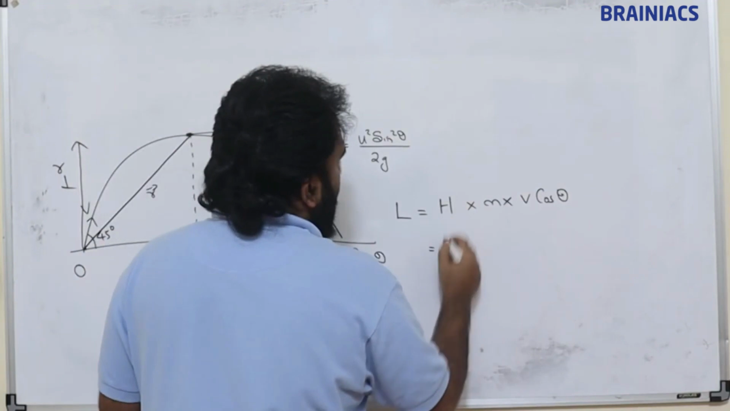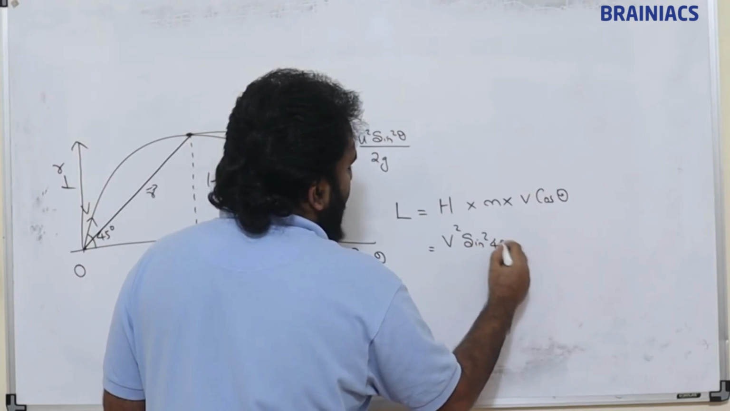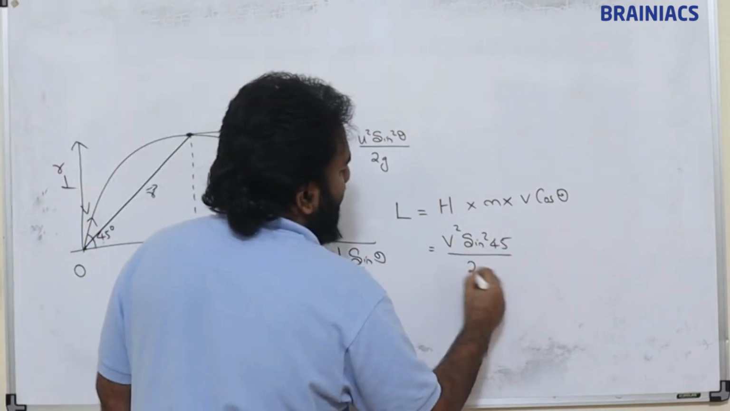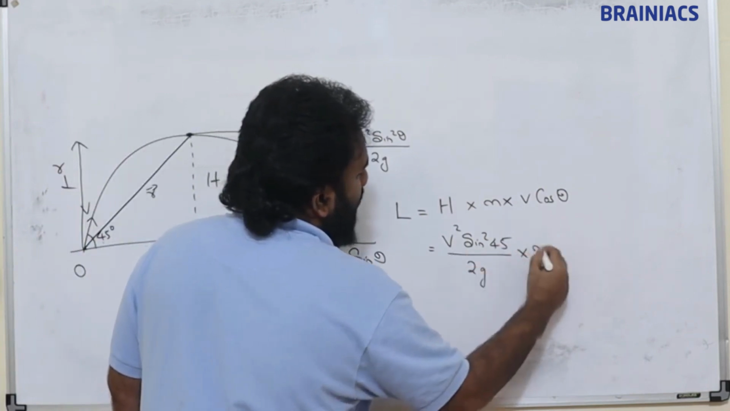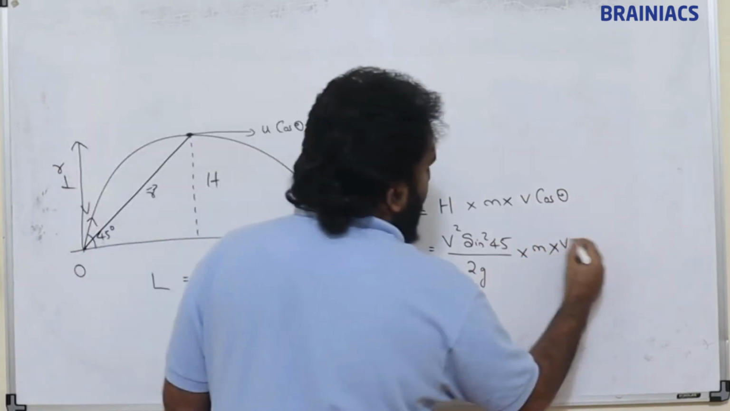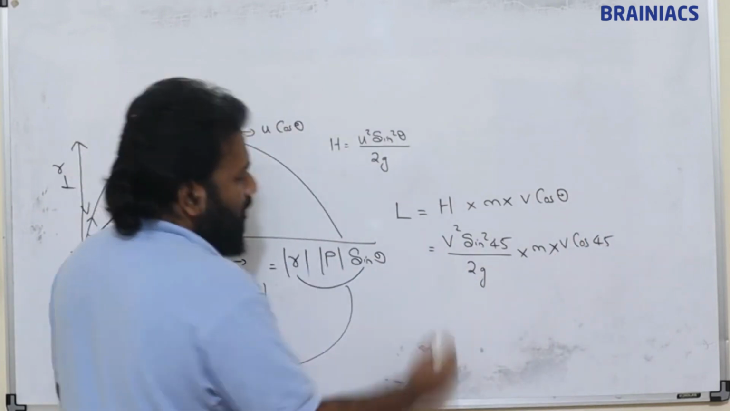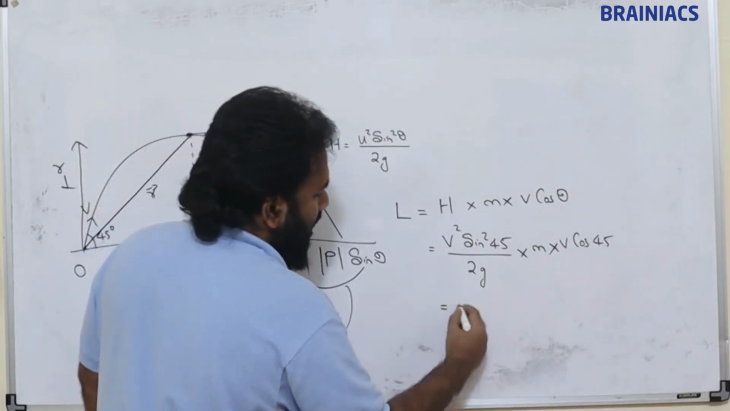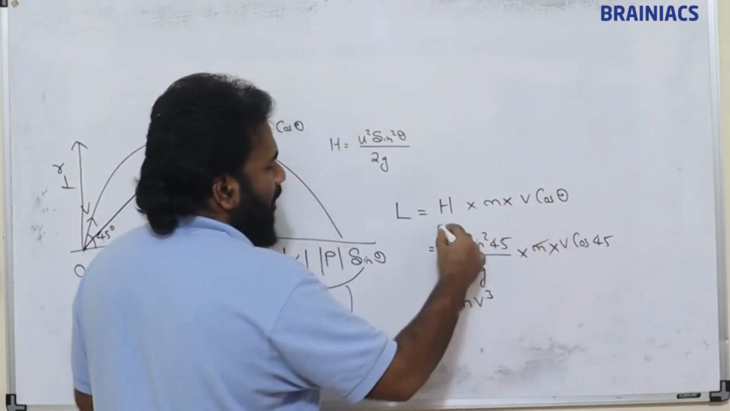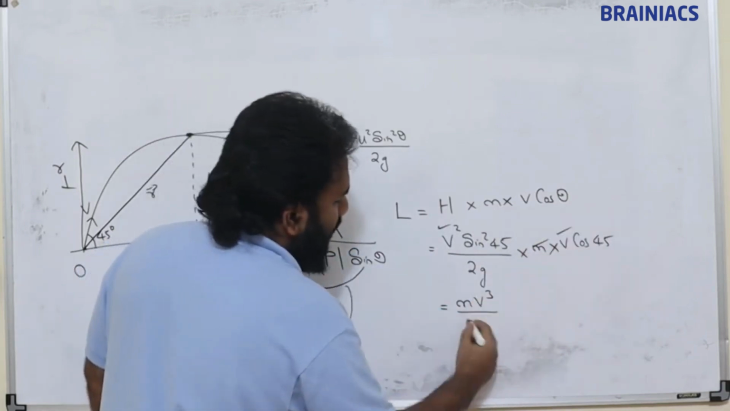So u square is nothing but v square, and sine square 45, so this angle is 45. Sine square 45 divided by 2g into mass into v cos theta. So v cos 45. Clear? So what we have is m v cube, v square into m v divided by 2g.